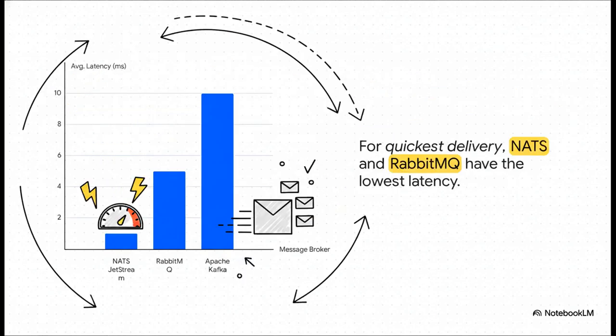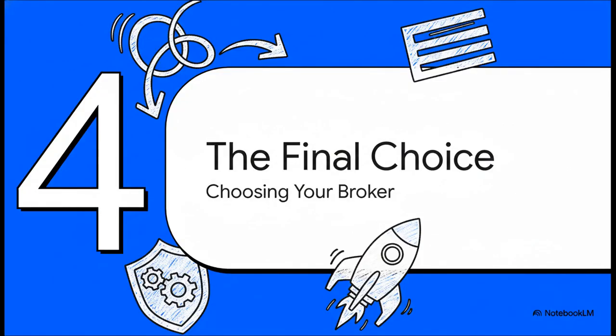But hold on, throughput is only half the story. The other, equally important side is latency, how quickly a single message gets delivered. And here the whole picture flips on its head. NATS and RabbitMQ are the leaders here, with very low latency. Kafka, because of how it's designed, takes a little bit longer. And this really shows you the fundamental trade-off. Do you need to move a mountain of data, or do you need to deliver one urgent letter as fast as humanly possible?